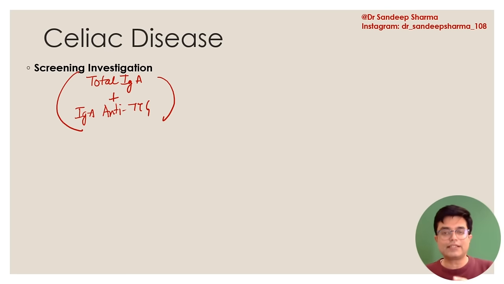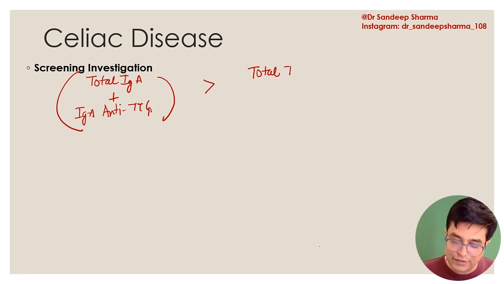Doing total IgA along with IgA TTG is mandatory. It's a major, major update, and that is why there's a good possibility the examiner may put a question on this, either in this or in future exams. So IgA with TTG. TTG is the most sensitive test. If that is not in the options, the second best screening investigation will be total IgA along with IgA anti-EMA.